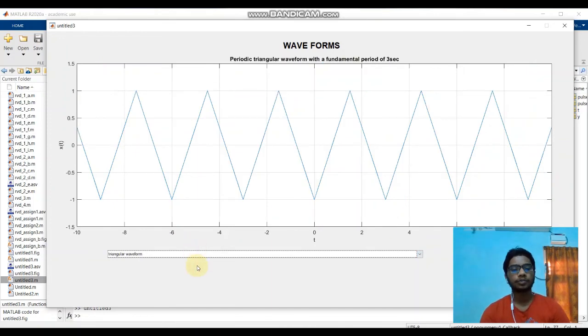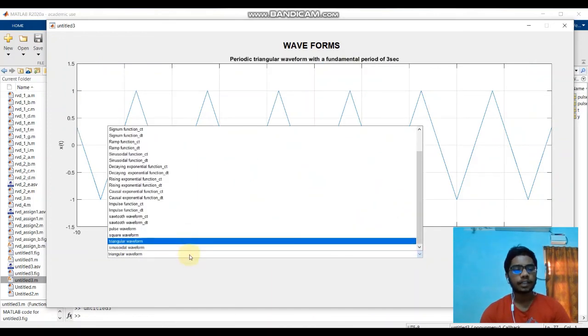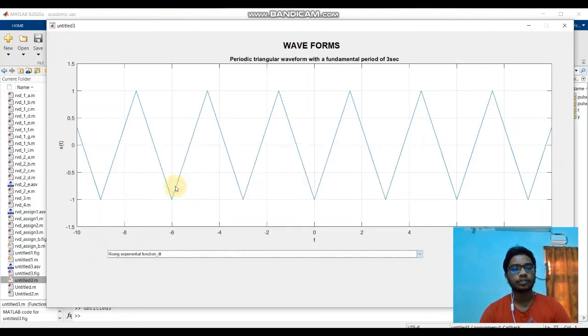The user can choose the graph by clicking on the pop-up menu and choosing the required graph.